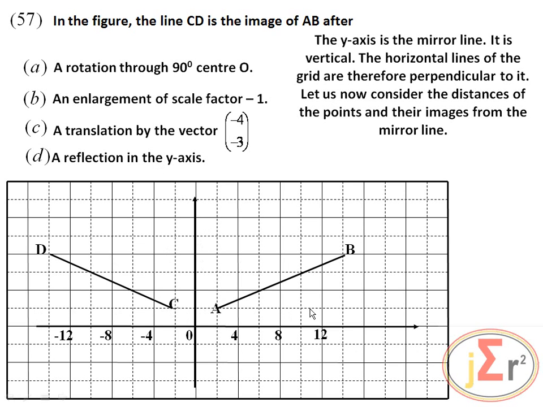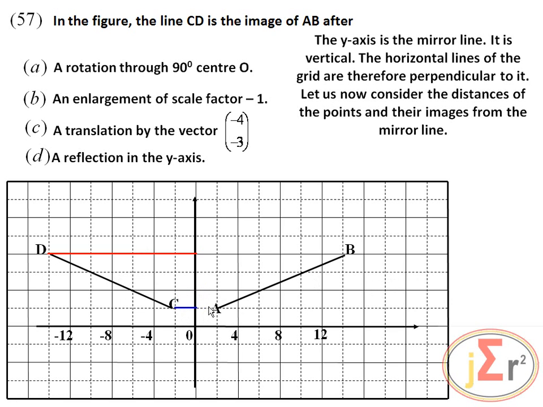Therefore, we have no difficulty seeing that a line joining a point to its image is perpendicular to the mirror line. All we need to do now is show that the distances are equal. That is, the distance of B from the mirror line is the same distance as D, which is the image of B, from the mirror line. So that does it, and also that the distance of A from the mirror line is equal to the distance of C, which is the image of A, from the mirror line, and that also does it. So we are sure that we have there a reflection.